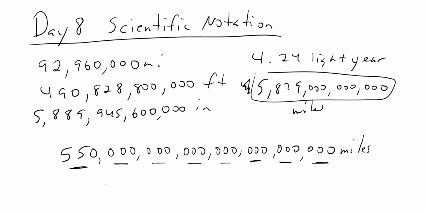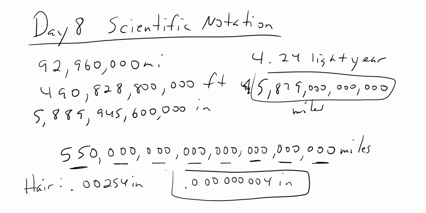How about a really small number? The width of a hair is 0.00254 inches. That's really small. An atom is something that everything is made up of, and it's very small. That's 4 billionths of an inch, so that is 0.0000004 inches. That's the width of an atom.